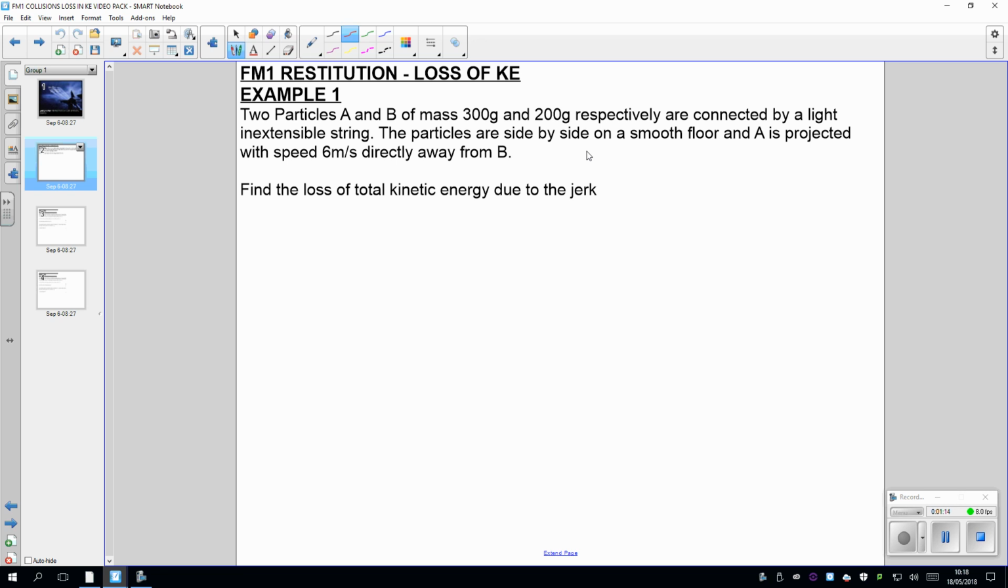But still, we've got two particles, A and B, of 300 grams and 200 grams. So, normal setup. We've got 0.3 kilograms, we always work in kilograms, and 0.2, right? Connected by a light inextensible string. We know what light means: zero mass. Inextensible means it doesn't stretch, so the acceleration is uniform across the whole string. The particles are side by side on a smooth floor, and A is projected with speed 6 meters per second directly away from B. So think about what happens. Find the loss of kinetic energy due to the jerk.